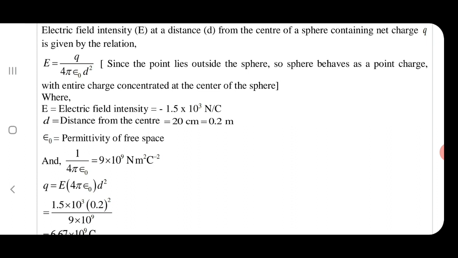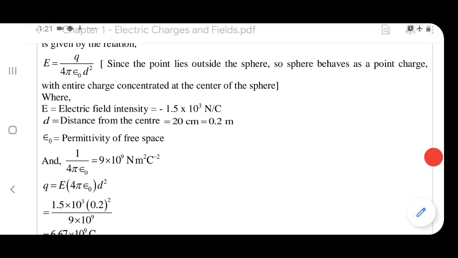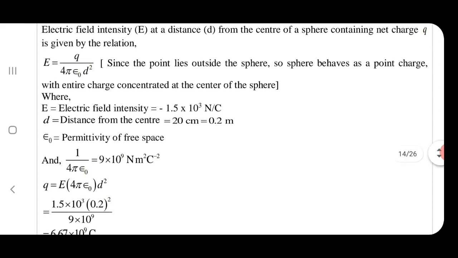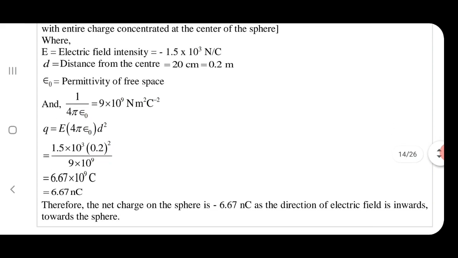How much is d here? 20 centimeter, that is 0.2 meter. The electric field intensity E is also given, and what we are asked to find is Q. So you can substitute in that equation, rearrange it, and get Q. You will get it to be 6.67 into 10 raised to minus 9 coulomb. That is to be corrected there.